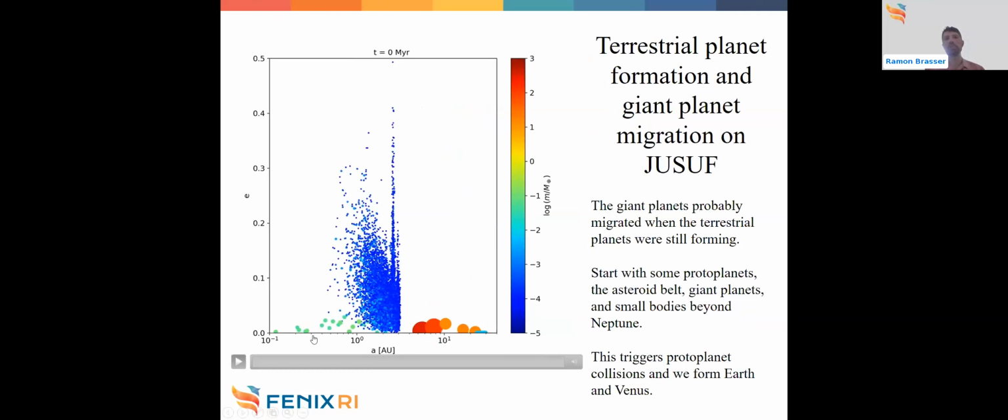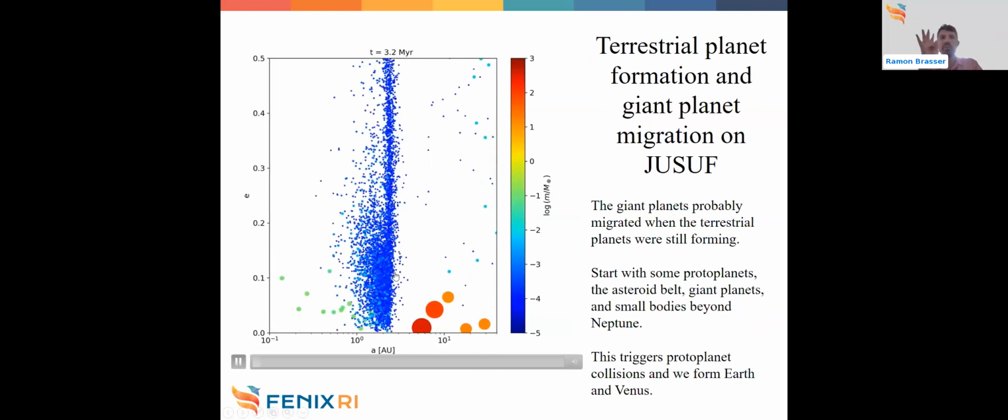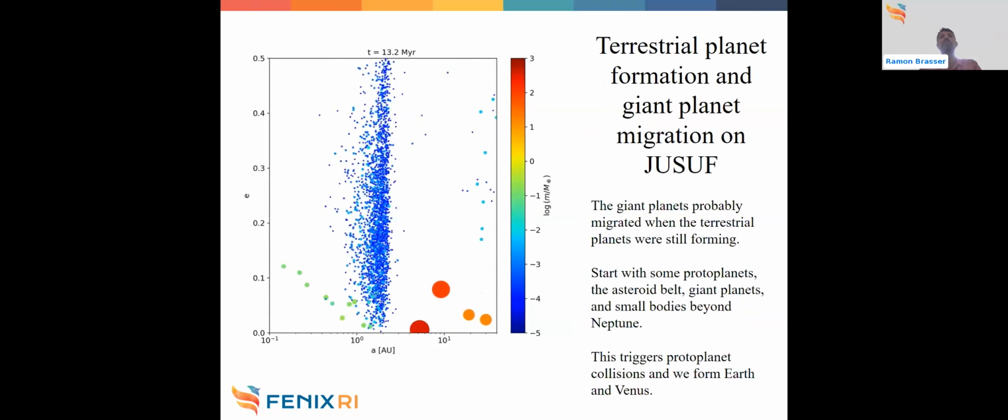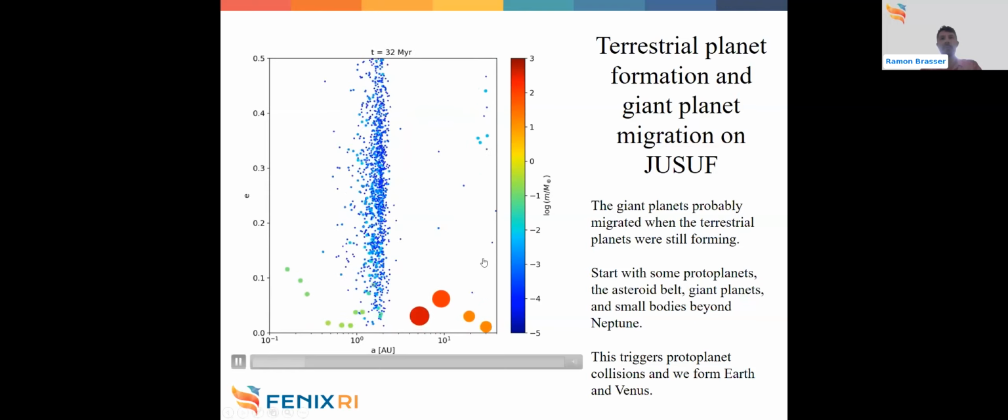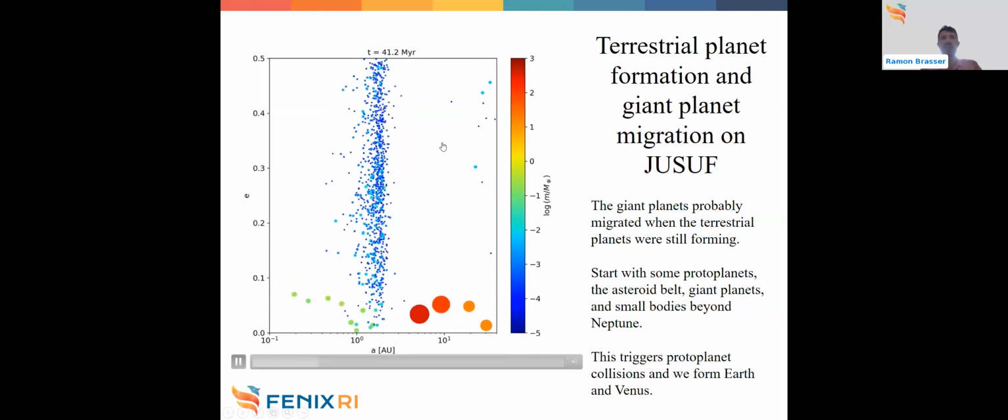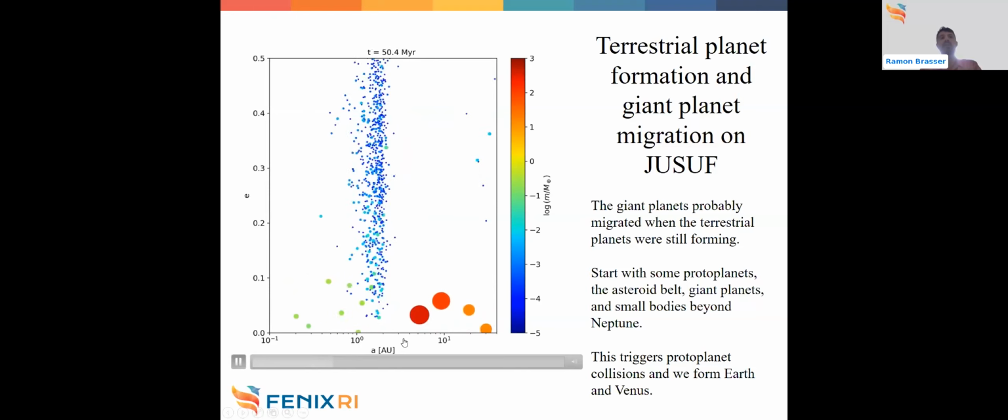So I take a snapshot of a terrestrial planet formation simulation that I showed you earlier with the 2 panels, the 2 simulations. And then on top of that, I want to have giant planet migration. So I start with 5 giant planets. I have the disk here, and this is a snapshot at 10 million years after a simulation that I ran earlier. This is also run on JUSUF. This takes about 3 weeks or something like that. You see that the giant planets have migrated, and some of that material here is being scattered, and some of that also ends up in the inner solar system.